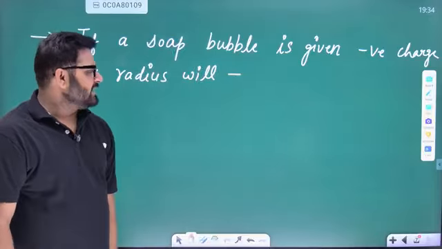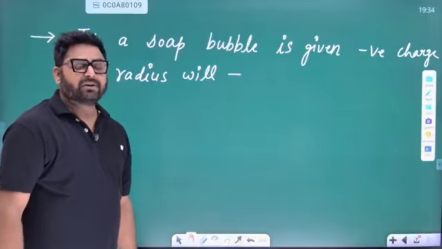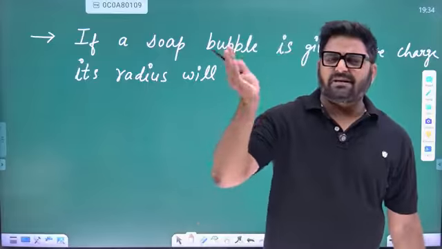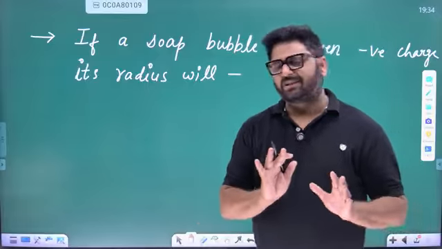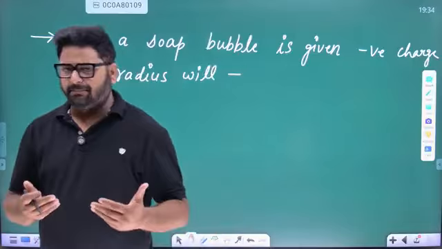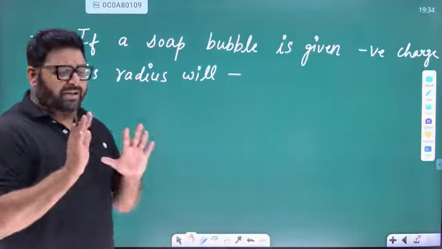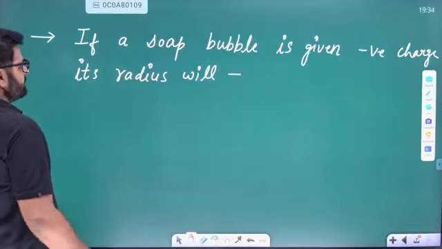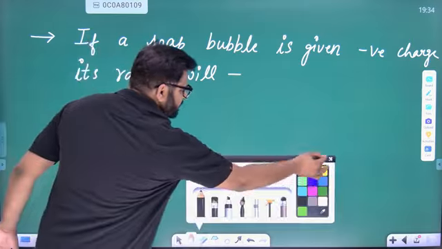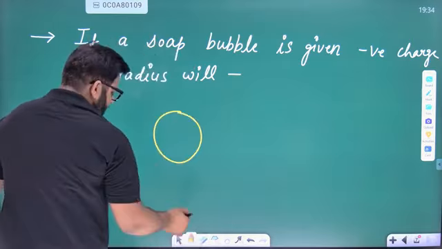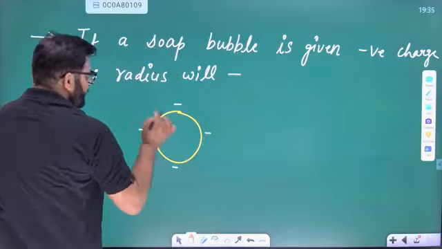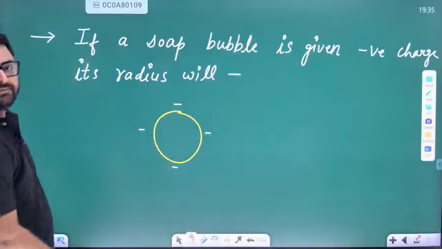So why do I give this question before writing the properties of charge? Because I think you must have heard about charge in class 10th: similar charges have repulsion, unequal charges have attraction. So I write this property with this question. Suppose this is a bubble and you give a negative charge, suppose this is negative charge here. What will happen to its radius?